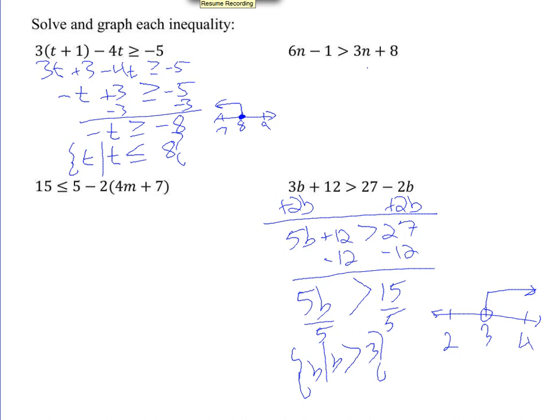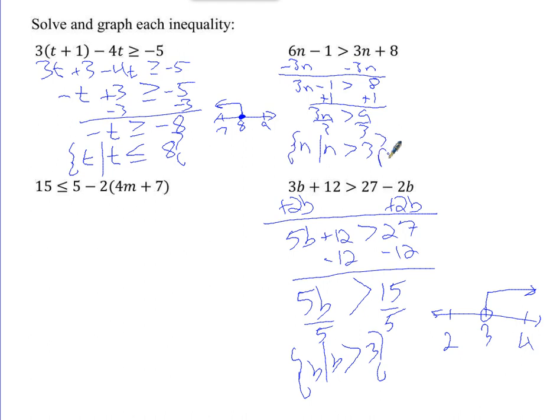All right, let's take this top one here. What am I going to do first? Subtract 3n from both sides, and that gives me 8. And then I'm going to add 1, and I get 9. And then divide by 3, and it's greater than 3. Set builder notation, and then, and my dot will be? Nice. Good job.